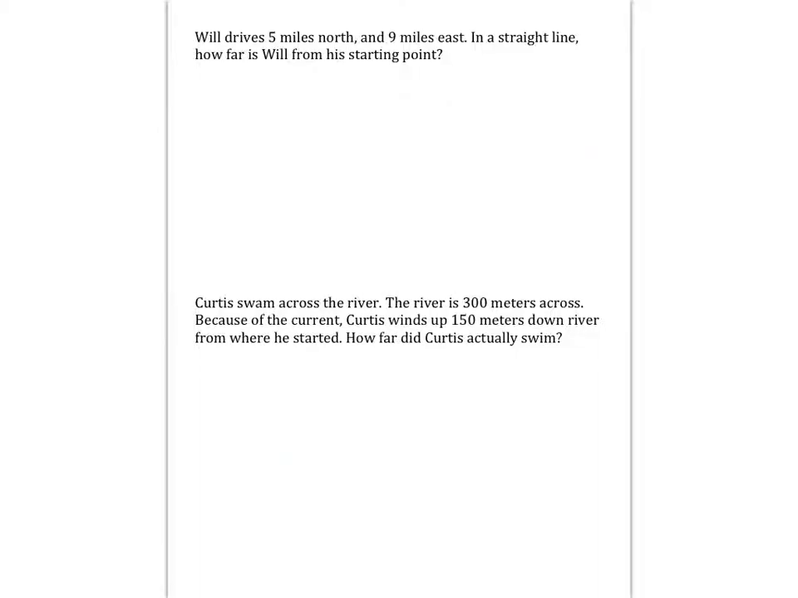Let's take a look at the third example. Will drives 5 miles north and 9 miles east. In a straight line, how far is Will from his starting point? So let's draw a picture because pictures always help. So Will, here's where he starts, drives 5 miles north. So north would be up. That would be 5 miles. MI means miles. And then he drove 9 miles east. So I'm going to go 9 miles east, and that would be to the right.